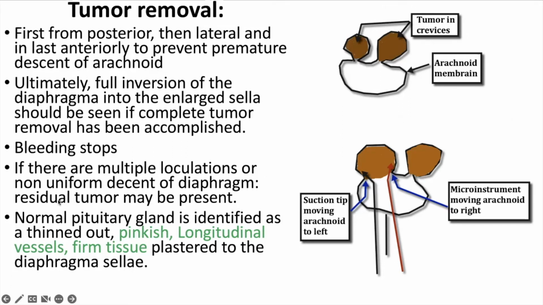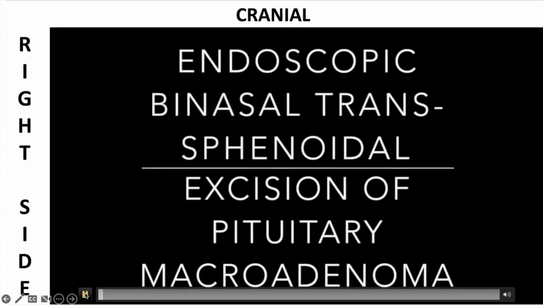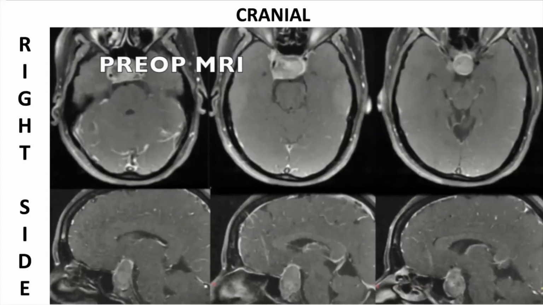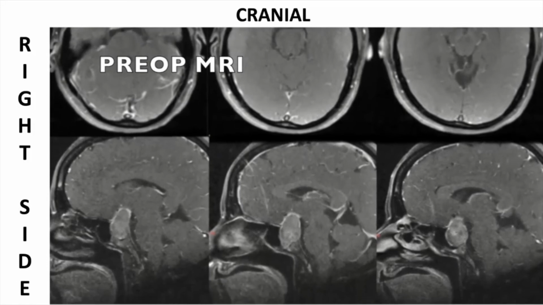You should be able to identify the normal gland by its form and pinkish appearance, and there are longitudinal vessels on this, and usually these are plastered on the diaphragma. This is a short video of pituitary macroadenoma.